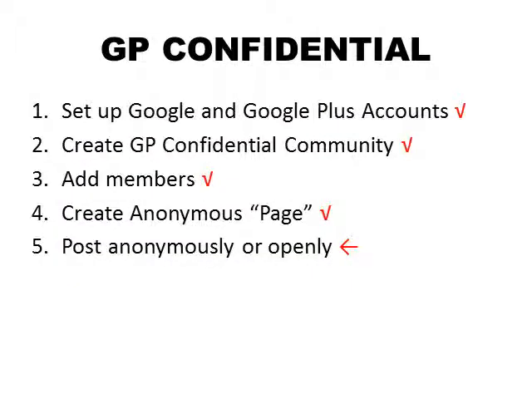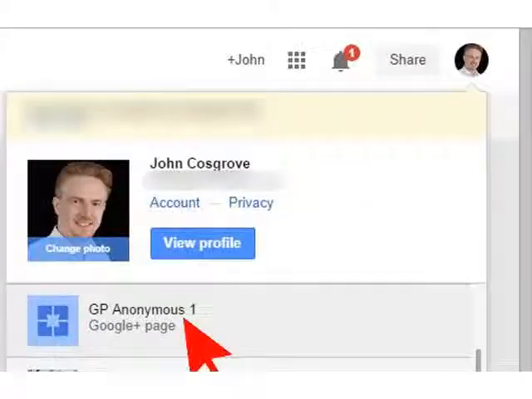Okay, so that's the tricky bit. Hopefully you've followed me thus far, and you're pretty much good to go. So let's just show you how to make an anonymous post, and then how to make an open reply. So at the moment, I'm going to assume that you're still using Google Plus in your own account.